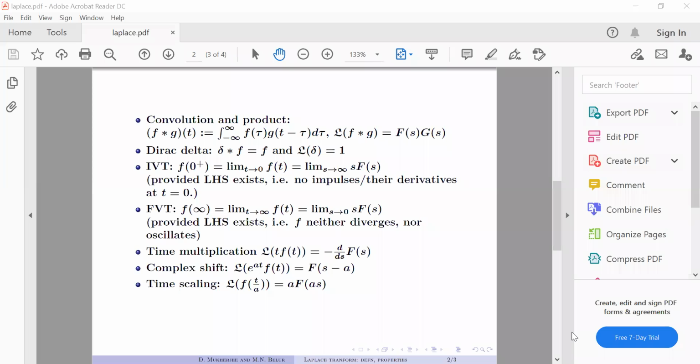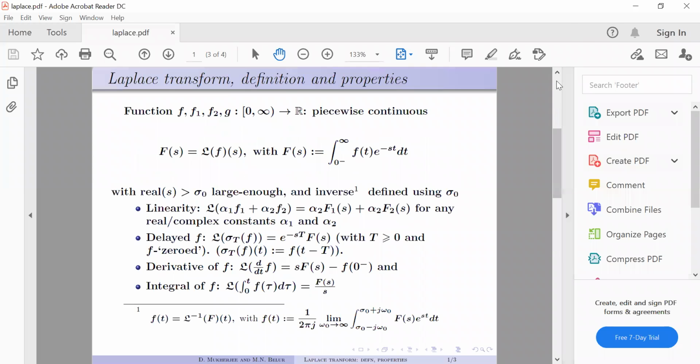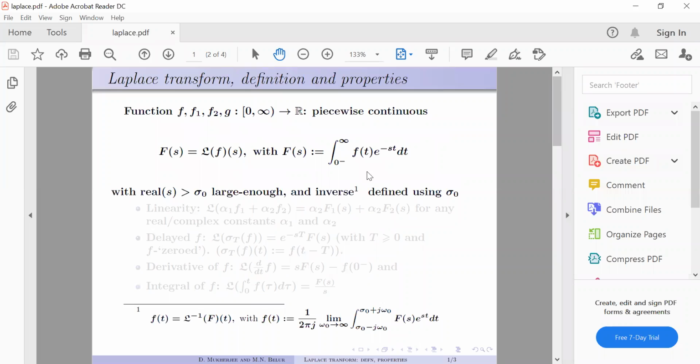So I am assuming that you are familiar with Laplace transforms and you've undergone a course in which you've seen what Laplace transforms are, what their properties are, and you know what the definition of a Laplace transform is. So this is a one-sided Laplace transform.